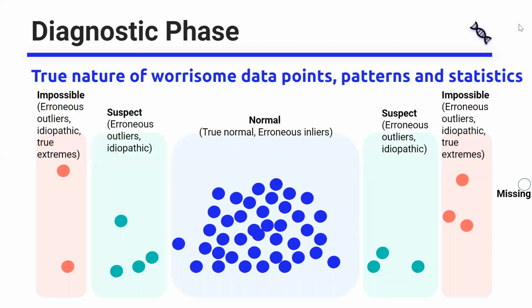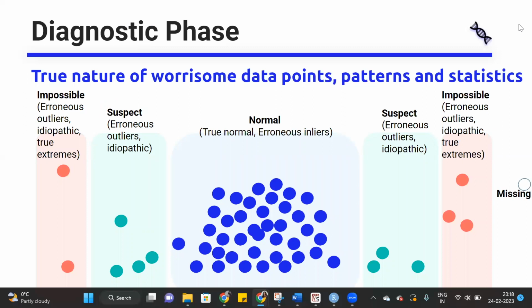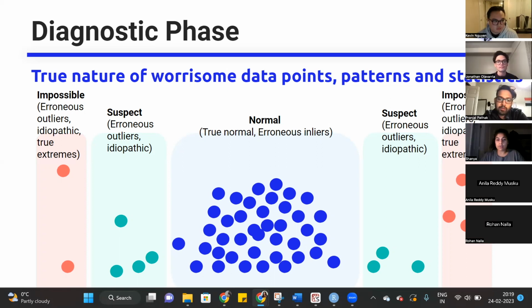Thanks, Jonathan. The next phase in analyzing clinical data for errors, and as Jonathan talked about, inliers and outliers, is the diagnostic phase. The purpose of the diagnostic phase is to find the true nature of worrisome data points, patterns, and statistics inside the data that you have. Jonathan explained the erroneous inliers and some outliers. When we look at data, there are four ranges in which clinical data can fall. It can be normal, and normal data can comprise true normal data, which is the data that we want to analyze, and it can also contain erroneous inliers.